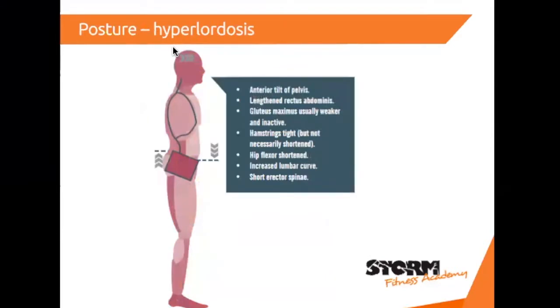First one is a hyperlordosis. So as you look at that, you can see there's an excessive curve in the lumbar region of the spine, which is obviously toward the bottom of the spine. And we call that an anterior tilt. So anterior means the front of the body. So it's just tilting towards the front of the body.